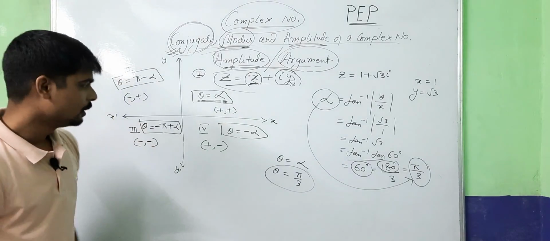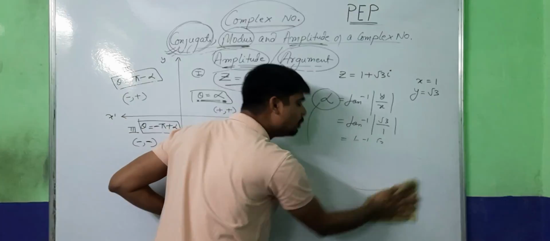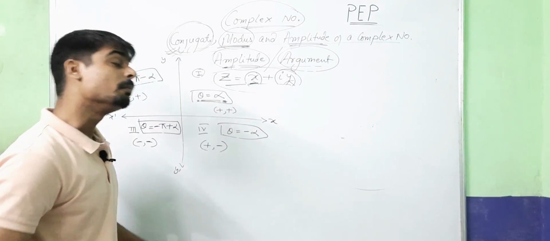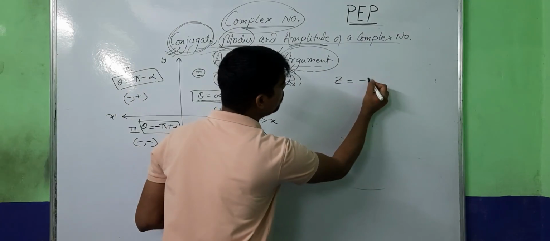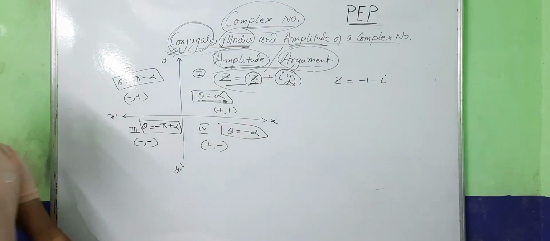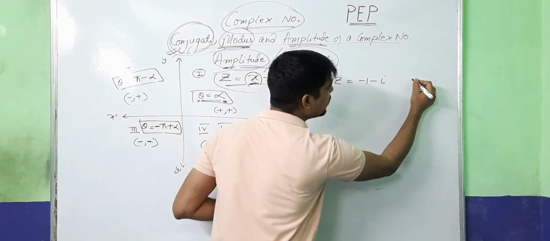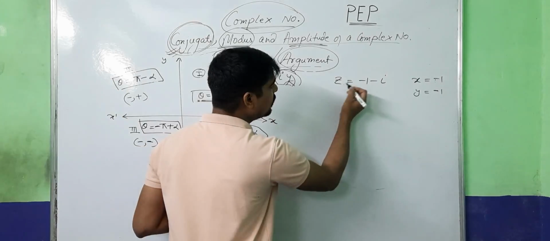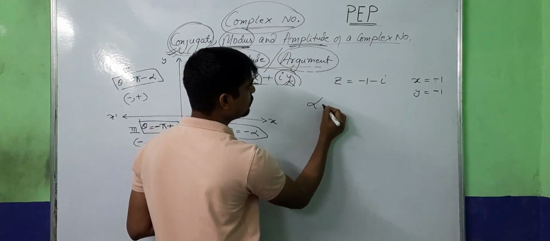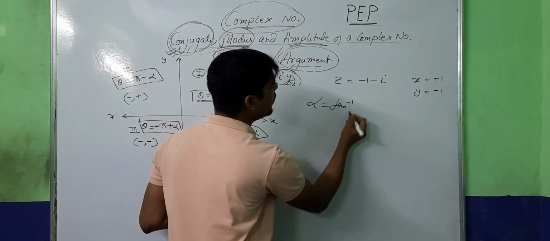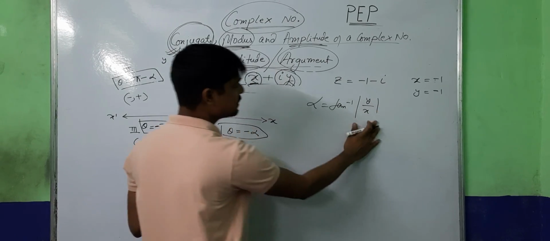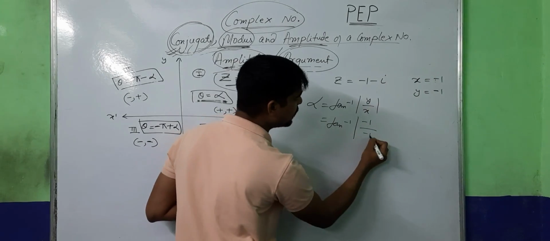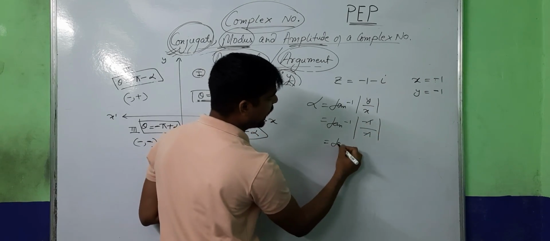Now I'll give you one more example to make your concept more clear. Z is equal to minus 1 minus i. Here the value of X is minus 1, value of Y is minus 1. First of all, we have to find alpha. Alpha is equal to tan inverse mod Y by X. This is the formula. Y is minus 1, X is minus 1. This will be cancelled. Tan inverse 1 you will get.